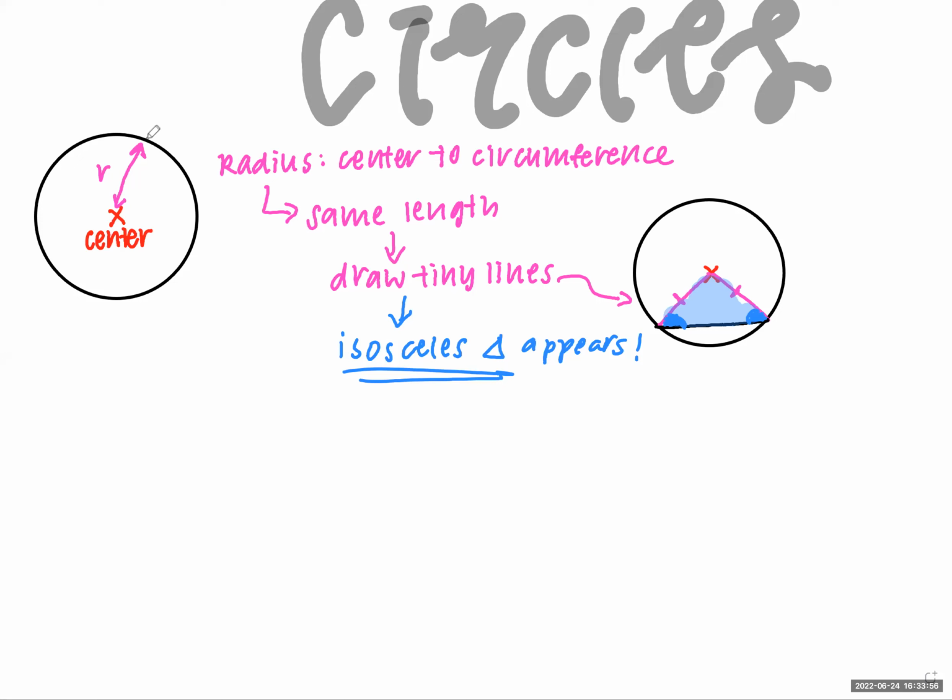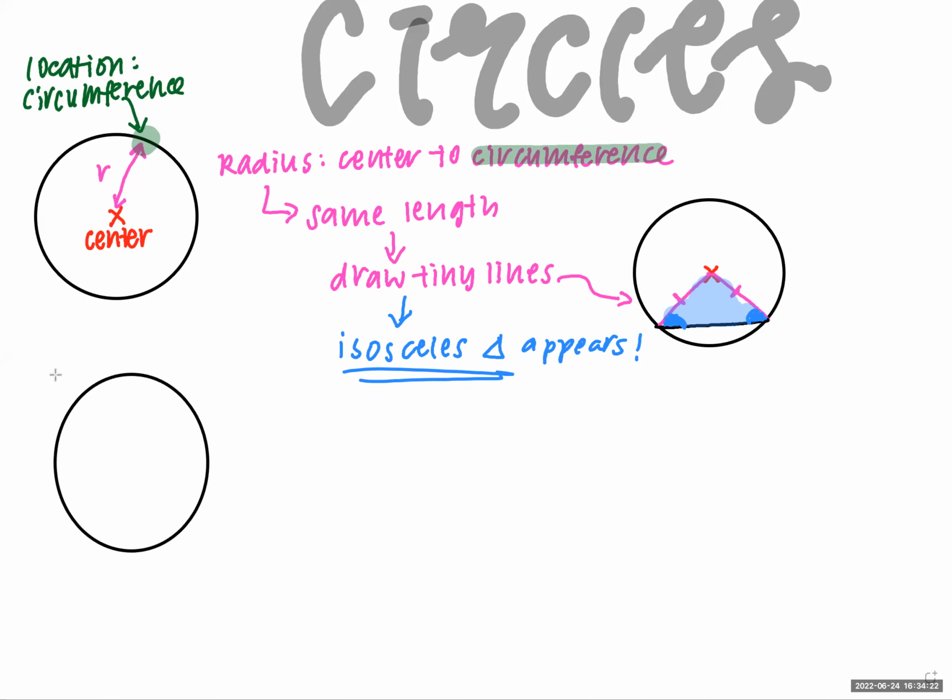This center and this circumference location is very important. Later we'll go more in depth. Okay, so today we'll focus a lot on angles. So we're going to learn a few properties. The first property I'm going to do is this one, because this one is what you are familiar with for your emath.